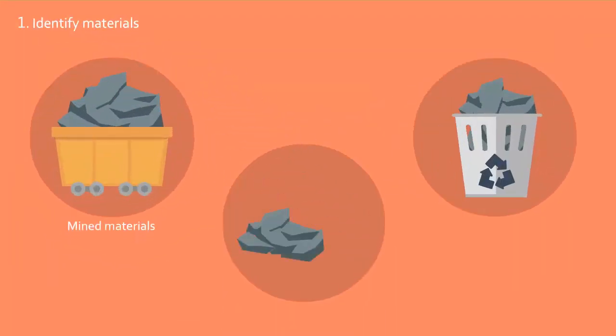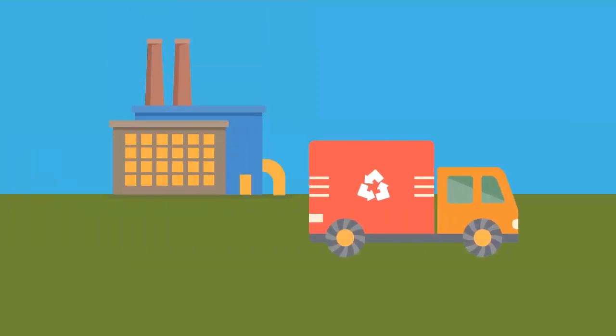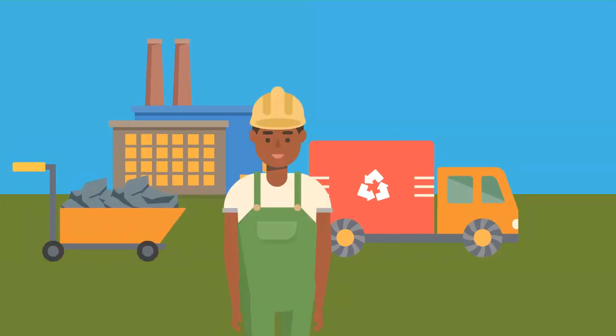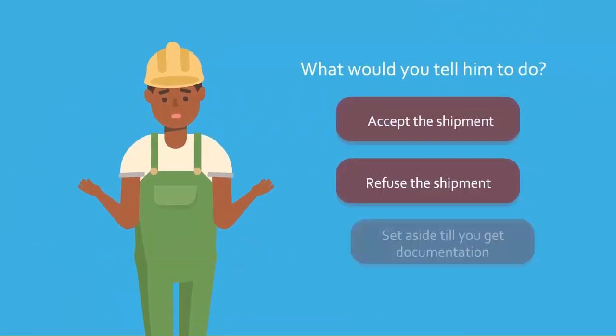First, you'll need to identify the material type, so you'll know if you need to determine its origin. At the smelter, a delivery of recycled materials has arrived from the supplier. A new employee receiving the shipment tells you the supplier hasn't provided a certificate of origin. What would you tell him to do?